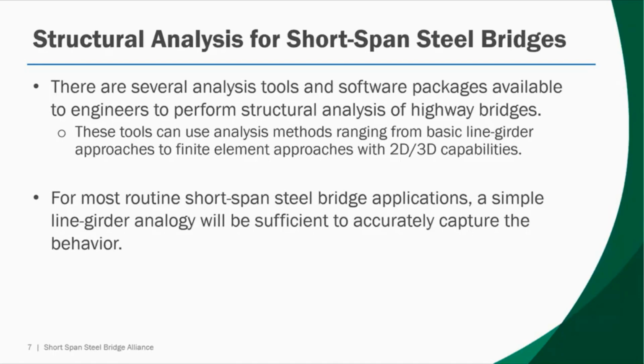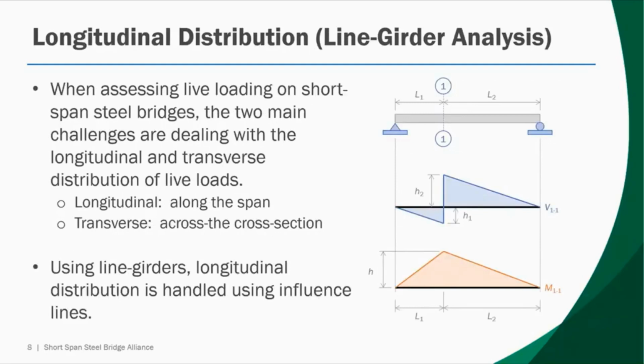Now, there are several analysis tools and software packages available to engineers to perform structural analysis of highway bridges. These tools can use a number of analysis methods, ranging from basic Line-Girder approaches to more complex finite element analogies with two-dimensional or even three-dimensional analysis capabilities. However, for most routine short span steel bridge designs, a simple Line-Girder approach will be sufficient to accurately capture the behavior in order to produce a design.